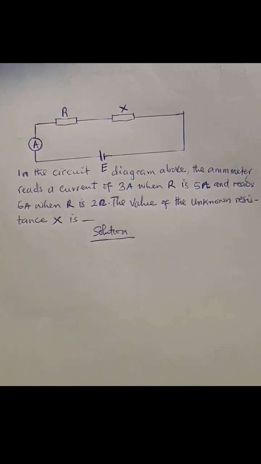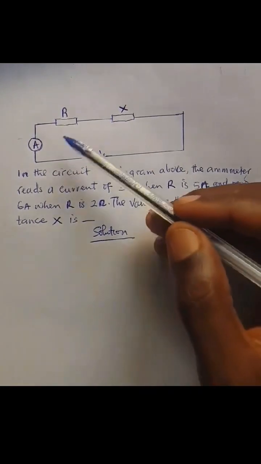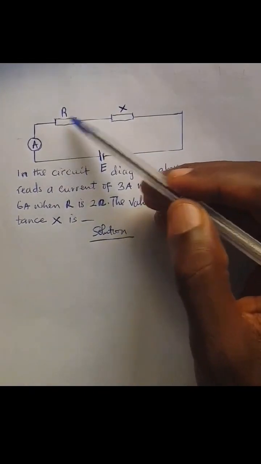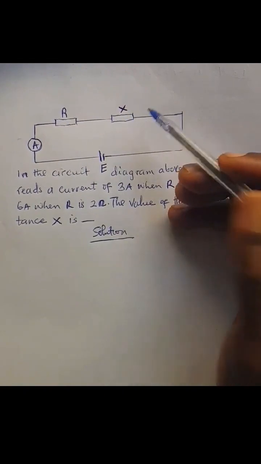Now if you look at the circuit very well, you will understand that the resistance R and the resistance X are in series arrangement with the current. And if that is true, we need a relationship that connects the current that runs through the circuit with R1 and R2, considering the first as R while the second one as small r.